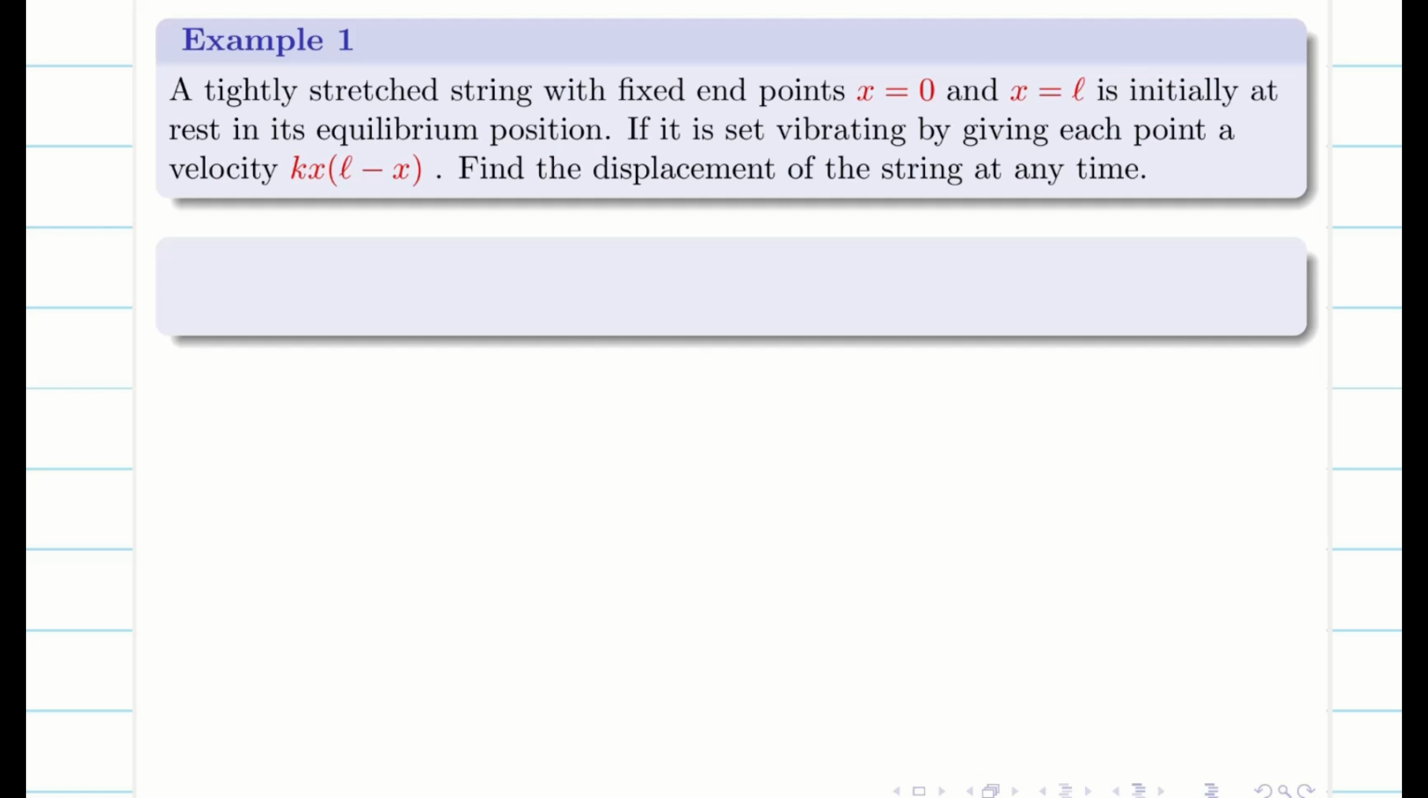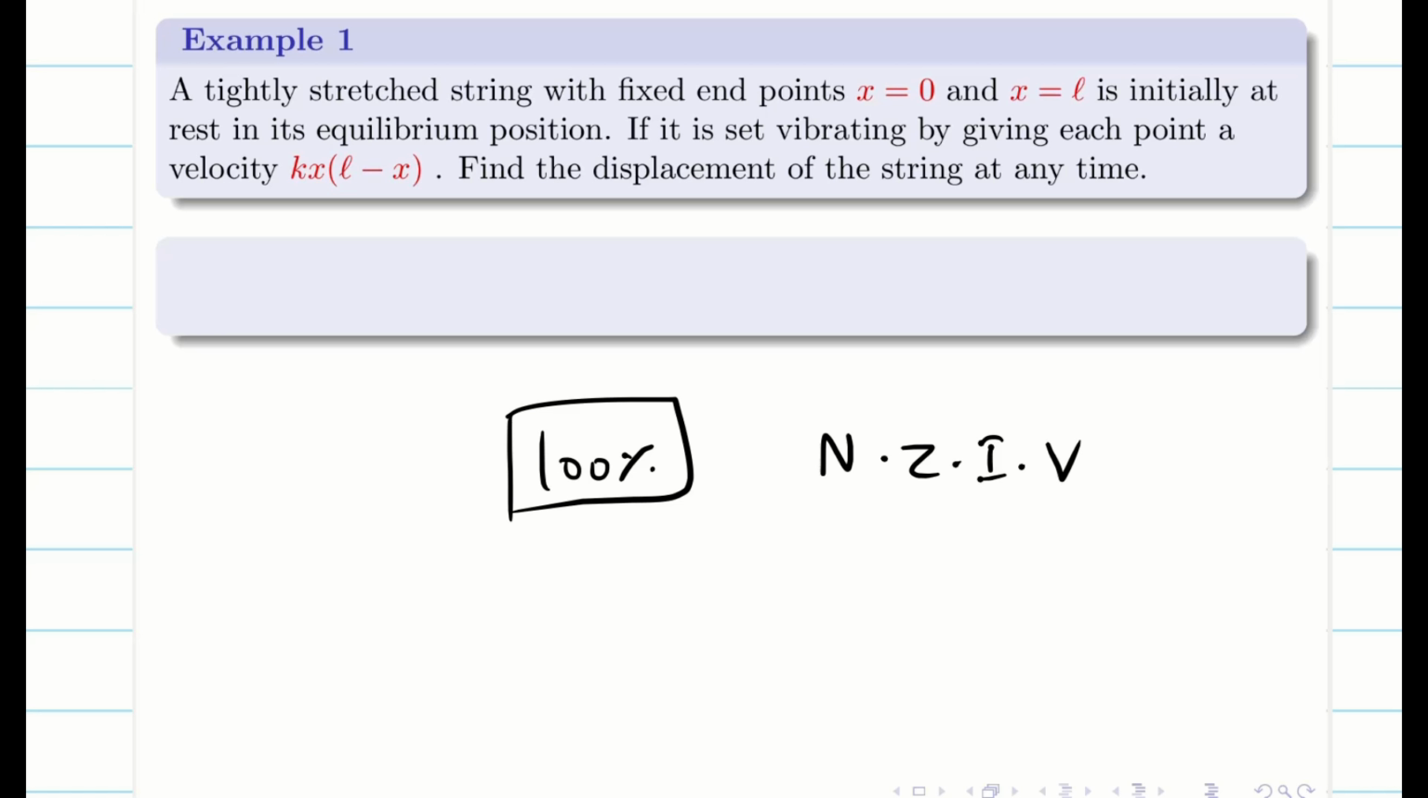A tightly stretched string with fixed endpoints x equal to 0 to L, that means my length is L, is initially at rest. Don't get confused that initially at rest means a zero initial velocity problem. The string is initially at rest in its equilibrium position. When you see the word equilibrium, it is 100% a non-zero initial velocity problem. Now read the question further.